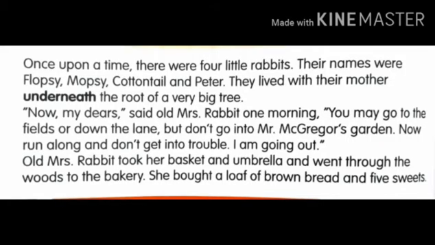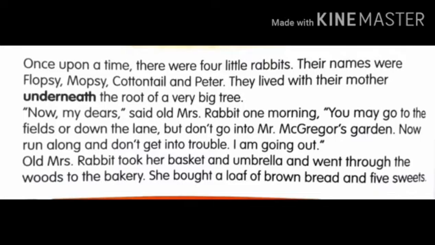Once upon a time, there were 4 little rabbits. Their names were Flopsy, Mopsy, Cottontail, and Peter. They lived with their mother underneath the root of a very big tree. So who are the characters here? There are 4 little rabbits and also their mother. So totally, how many characters? There are 5 characters.